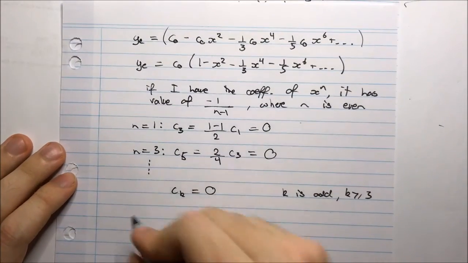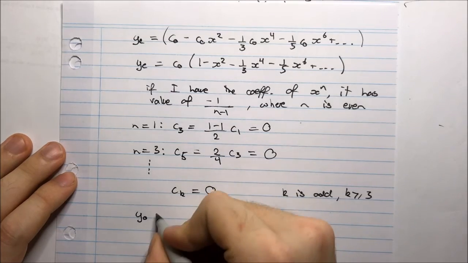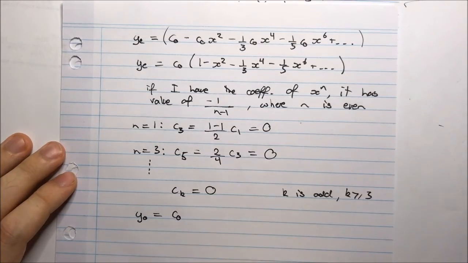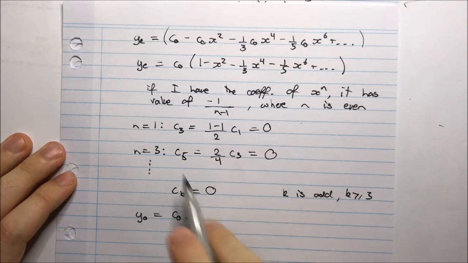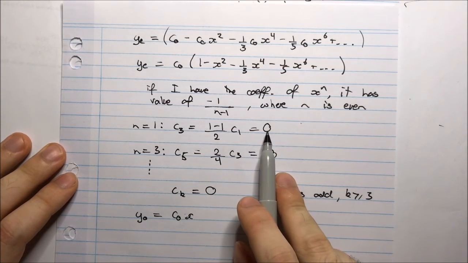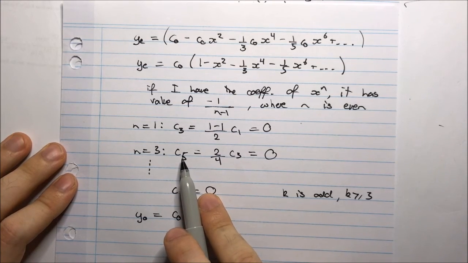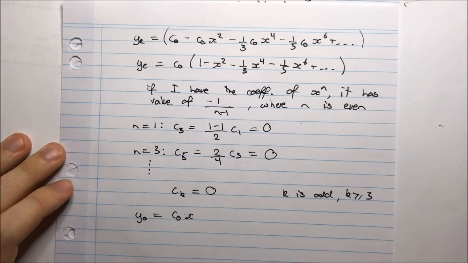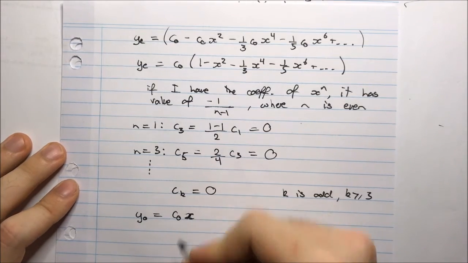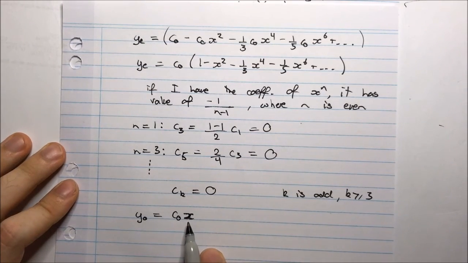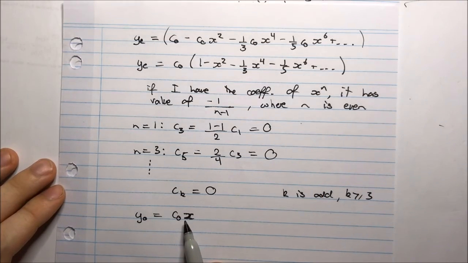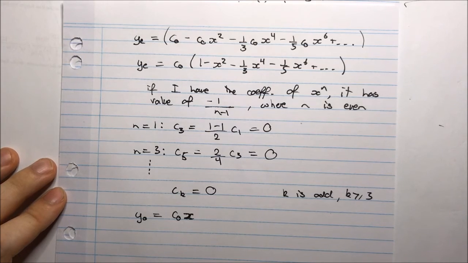So what does that mean? That means that my odd series is equal to C1 times x plus C3 times x cubed, but C3 is 0, plus C5 times x to the 5, but C5 is 0. And so I will continue going on and getting zeros, so my series is just C1 times x. And this is very easy to check. If you just sub this back into the equation, you'll see that this is very obviously going to be a solution. So what is my general solution?